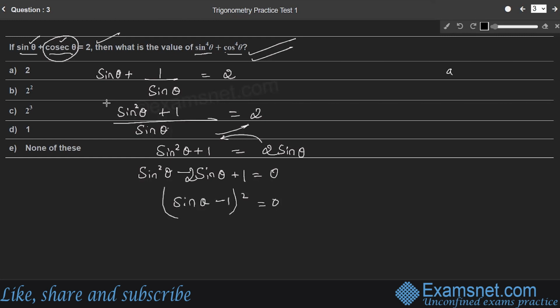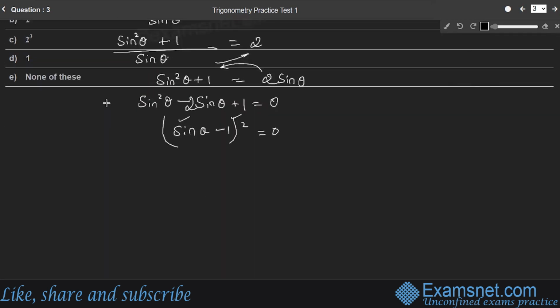Which is nothing but sine theta minus 1 the whole square is equal to 0, right? Because a minus b whole square is equal to a square plus b square minus 2ab. Here a is sine theta, b is 1. So if sine theta minus 1 the whole square is 0, then sine theta minus 1 is equal to 0. Therefore, sine theta is equal to 1. So then what is the value of theta? Sine 90 is always 1, so theta is 90 degree.